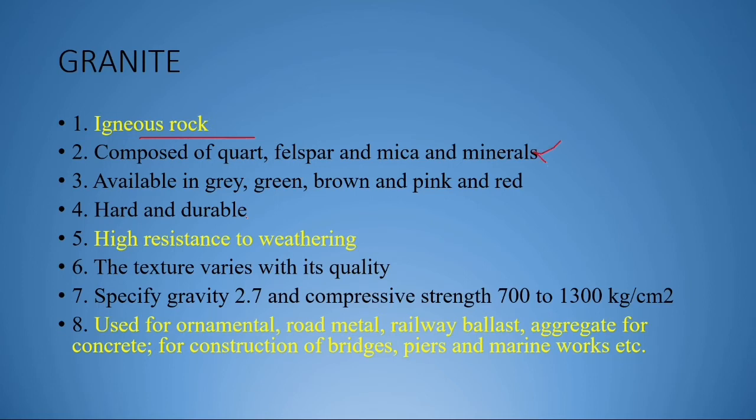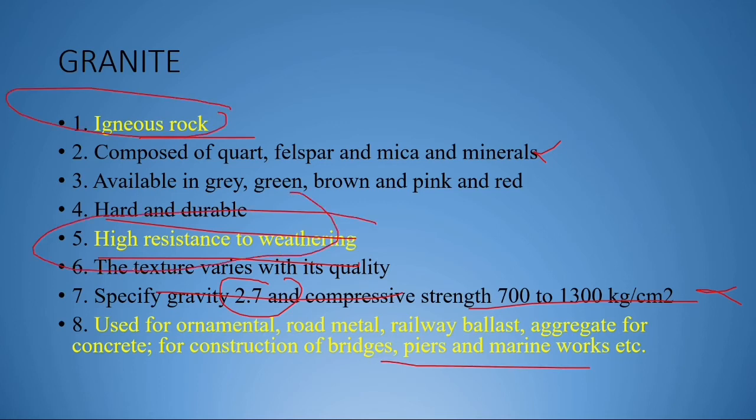Okay, it is hard and durable. You can say this directly; you must be knowing it. The fifth one is high resistance to weathering. After that, the texture varies with its quality. Specific gravity is 2.7. Compressive strength is 700 to 1300 kg per centimeter square. This also you don't have to remember. The last one is that it is used for ornamental work, road metal, railway ballast, aggregate for concrete, and construction of bridges, piers, and marine works. Okay, fine. Whatever is highlighted, you just remember by heart. The remaining things you can just skip.